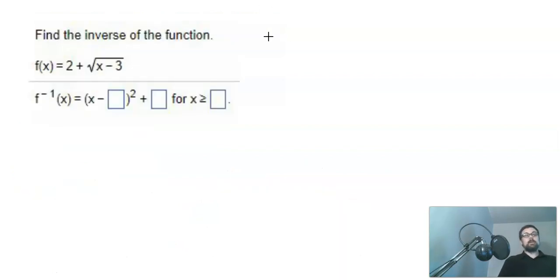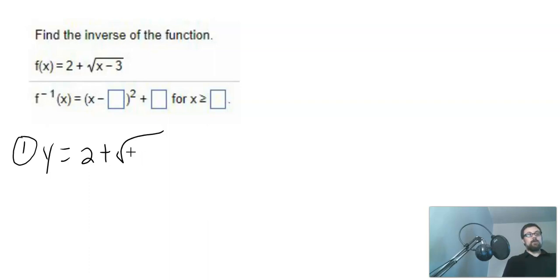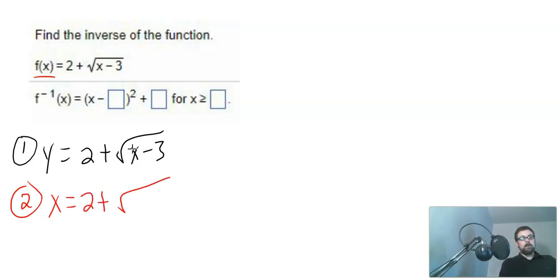All right, so let's take a look at this one. So let's find the inverse of this function. We'll start by step 1. y equals 2 plus square root of x minus 3. That's the first step. Replace the function notation with y. Step 2, switch x and y. So everywhere there's a y, it becomes an x. Everywhere there's an x, it becomes a y.